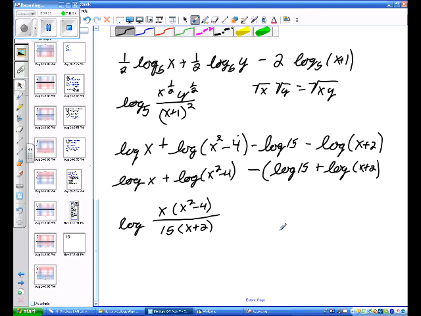All right, that's called condensing, writing it back as a single log. And you know that you've got it back as a single log when you've only written the word log down one time. As long as you've got logs written more than once, it's an expanded form.